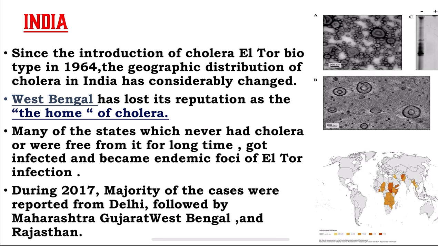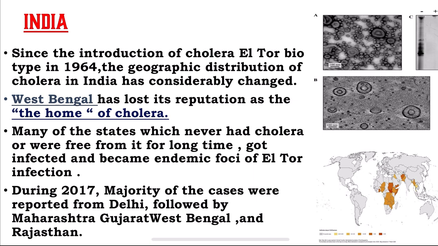Many of the states which never had cholera or were almost free from it for a long time have now got infected and they have become endemic foci of Eltor biotype infection. Is it clear? They were previously considered to have no cases of cholera. They were merely having any cases, but now they have become endemic states of cholera, and especially there is a foci of Eltor biotype infection.